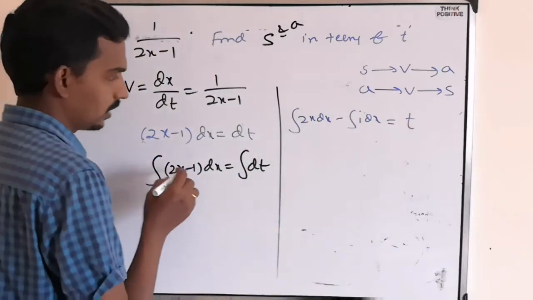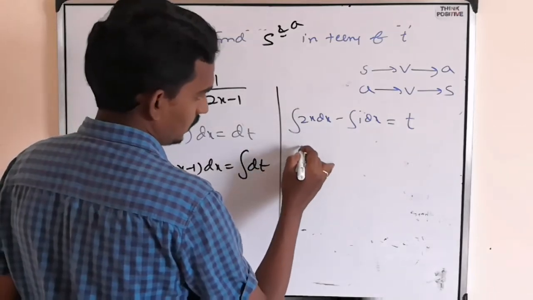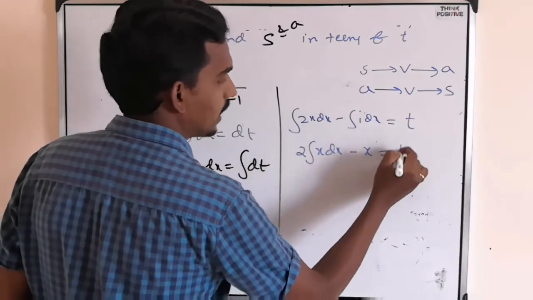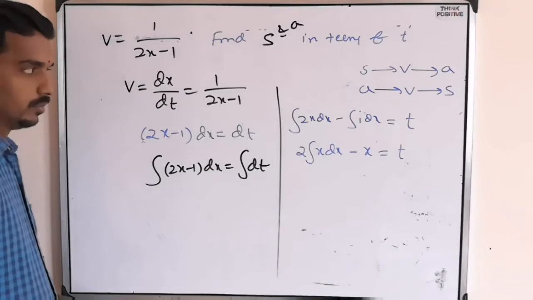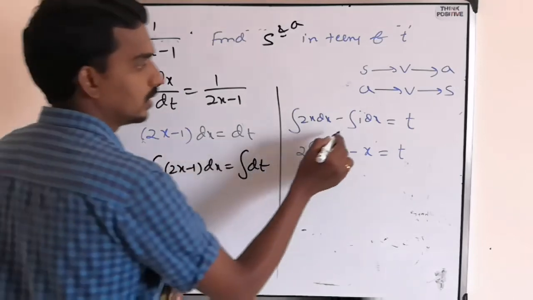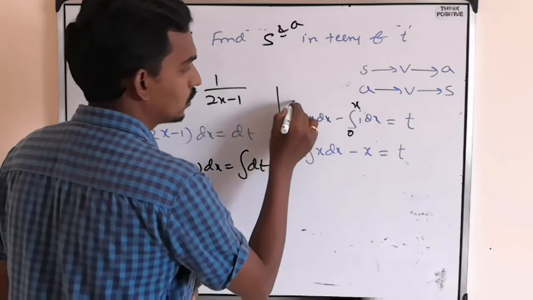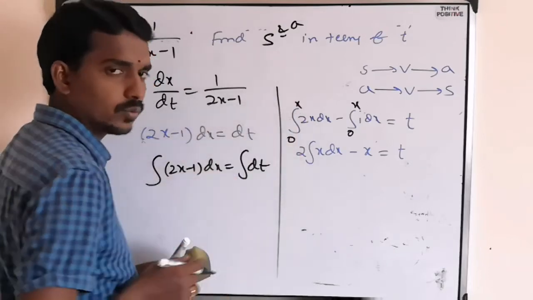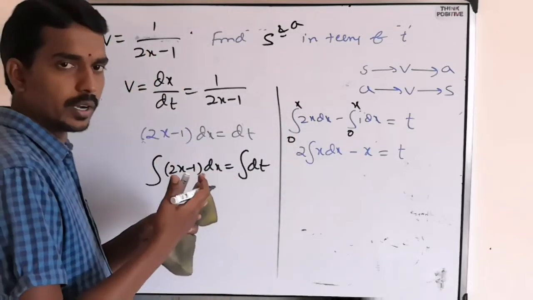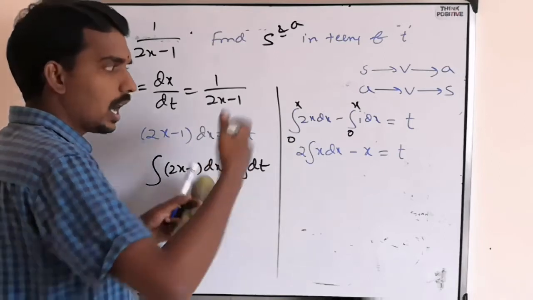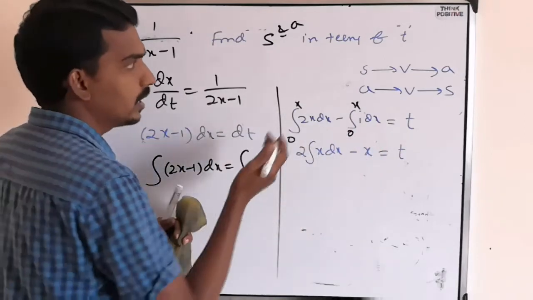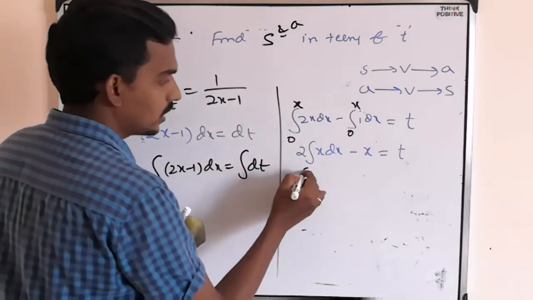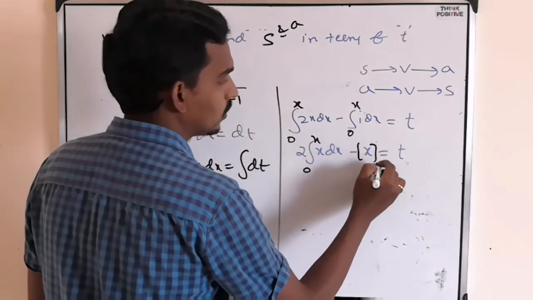Then here, 2 integration x dx minus integration dx is x, equal to t. Limits, 0 to x, 0 to x. So here 0 to x, the particle will start at one point. So initially 0 displacement. After some time it will cover some displacement that they have not mentioned. That's why I have taken x. So that 0 to x and here 0 to x.